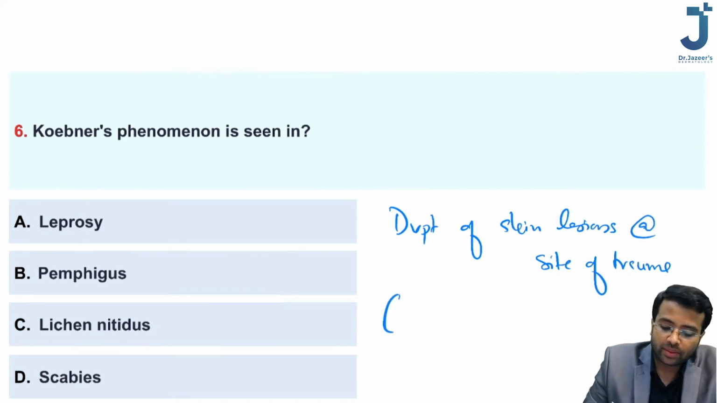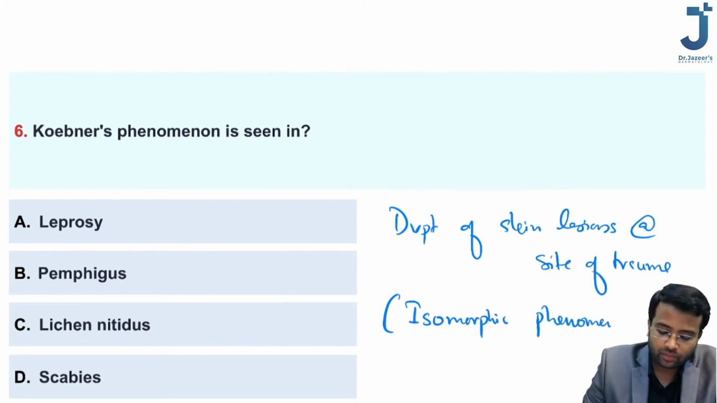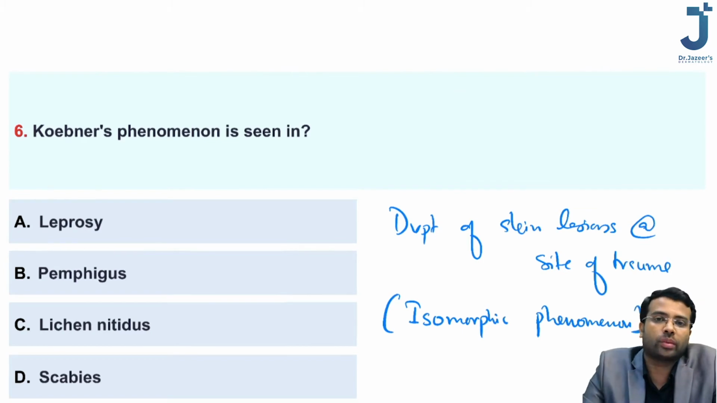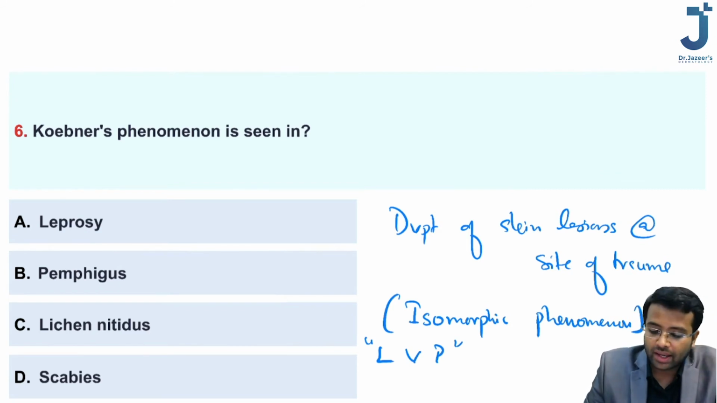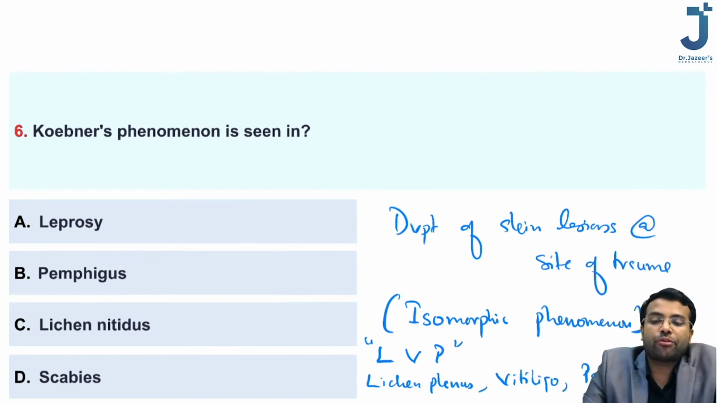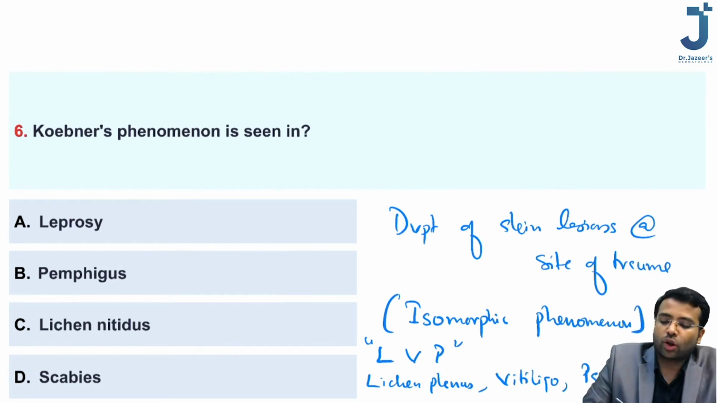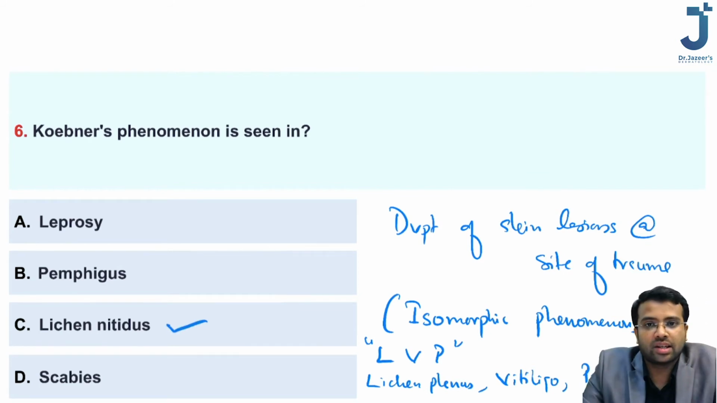or it is also called the isomorphic phenomenon. You basically see the isomorphic phenomenon in three diseases: lichen planus, vitiligo and psoriasis. You can remember it with the mnemonic LVP: lichen planus, vitiligo and psoriasis. So look at the options here: leprosy, pemphigus, lichen nitidus and scabies. The best option here would be lichen nitidus.